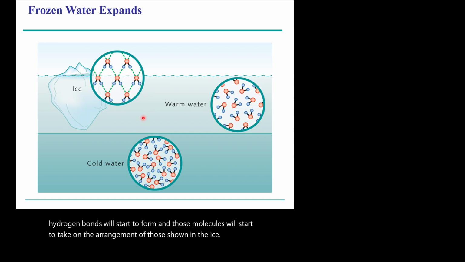So something interesting to think about is what would happen if ice wasn't less dense than liquid water? Why would this matter for biology? Can you think of a reason why that's important, that ice is less dense than water and ice floats on top of water?